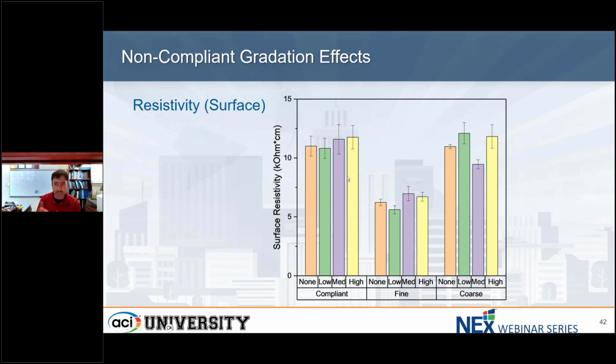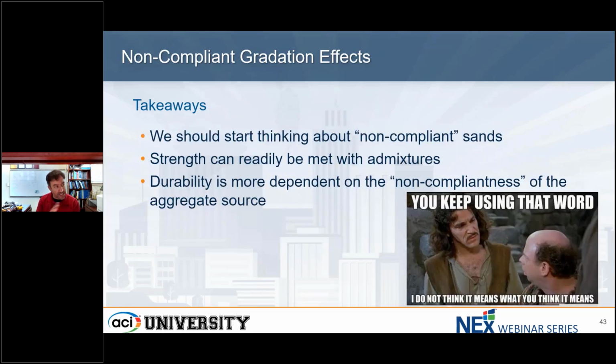So, kind of a takeaway here, and I'm summarizing a lot of work in a very short amount of time. Non-compliant sands can and should be used, with testing. The strength, especially when the non-compliancy is due to it being too coarse, can readily be met with some admixtures and just some tweaking of the mixture.